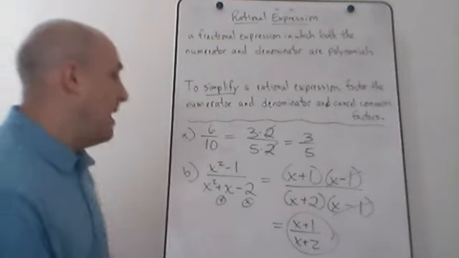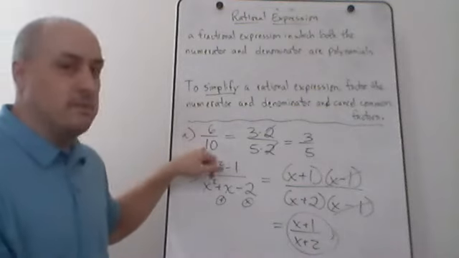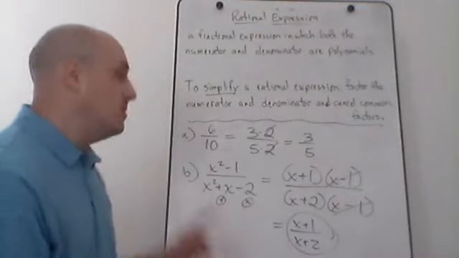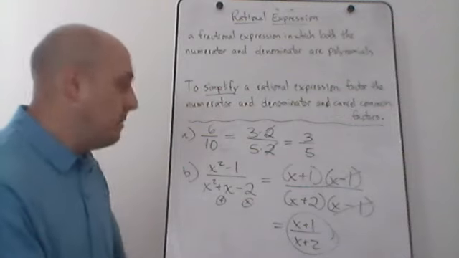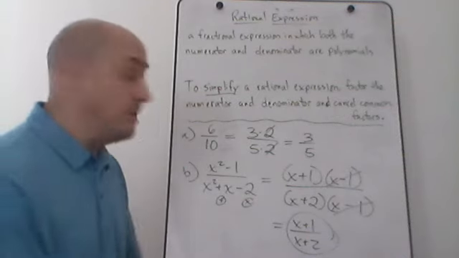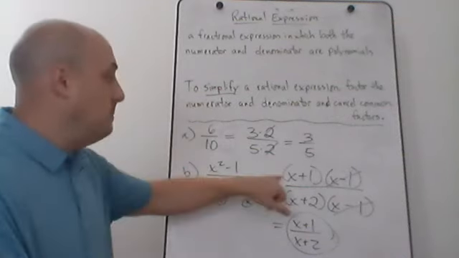When you're trying to simplify a rational expression, just like when you simplify a fraction, you factor it, you look for common factors. If you have common factors, you cancel them out, and then whatever's left is your answer, pretty much. All right, so a couple things though.